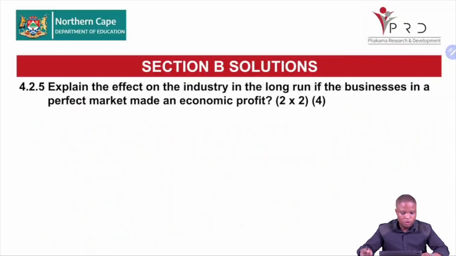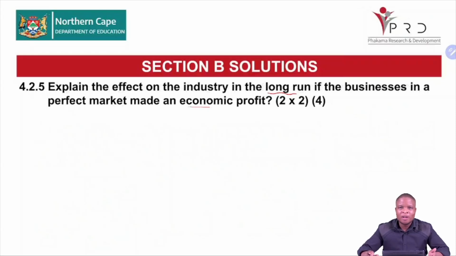Right, let's move to 4.2.5. Explain the effect on the industry in the long run if the business in a perfect market made an economic profit. So in the short run, we're making economic profit. What happens in the long run? Remember, this market is free entry and exit.